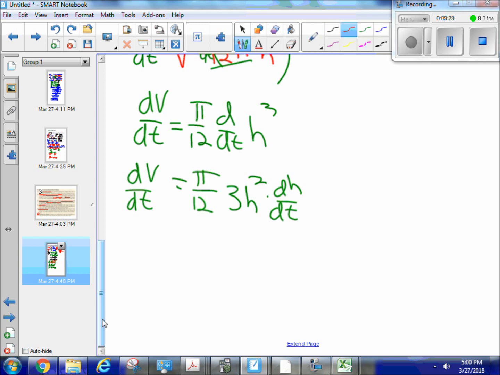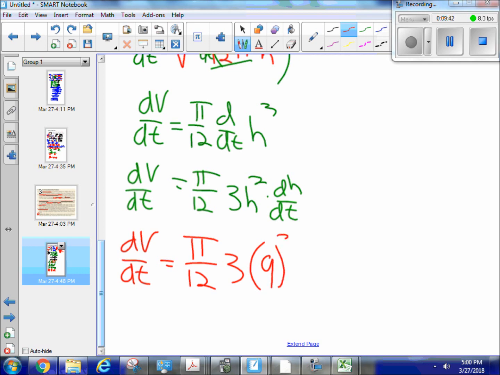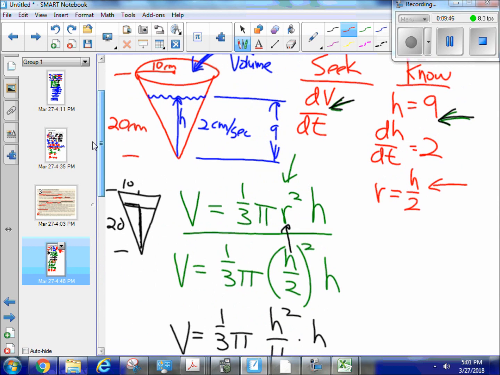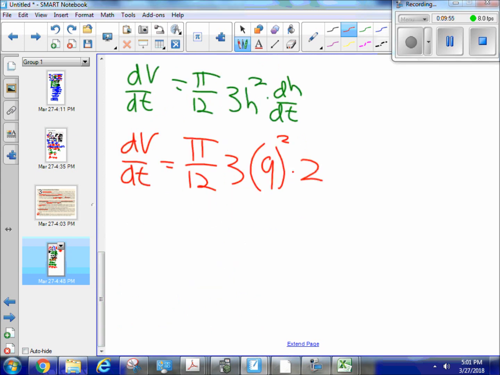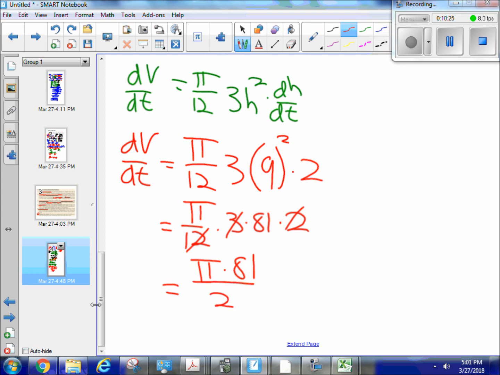And now I can plug in some numbers. Well, I'm seeking dV/dt. But at this particular moment, I have pi over 12, 3. Now my h is 9, so I have 9 squared times, well, dh/dt, what was that they gave me? 2 centimeters per second. dh/dt times 2. So I have pi over 12 times 3 times 81 times 2. Well, what can I see here? I can see that 3 times 2 is 6, and that would make this 12 a 2, right? A 6 in the numerator, a 12 in the denominator. So I have pi times 81 over 2, and if we write that a little bit nicer, it becomes 81 pi over 2.